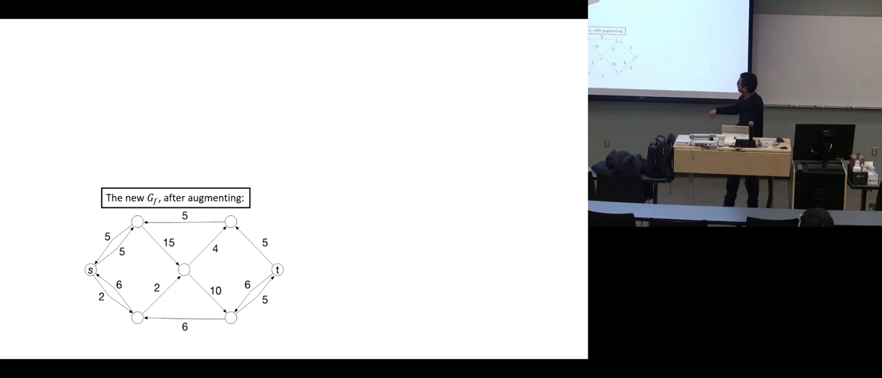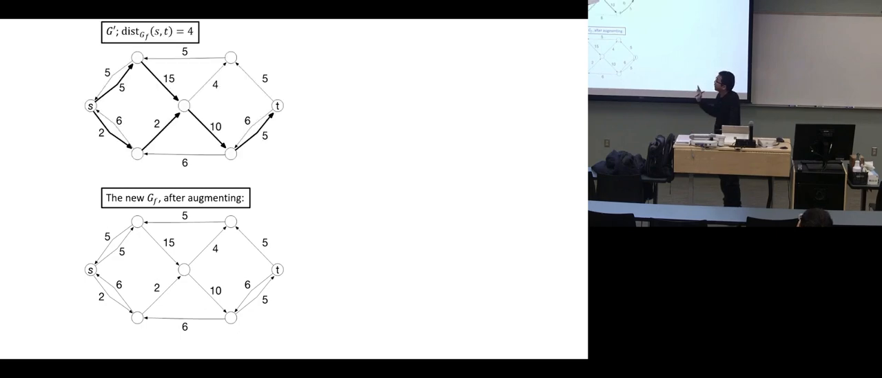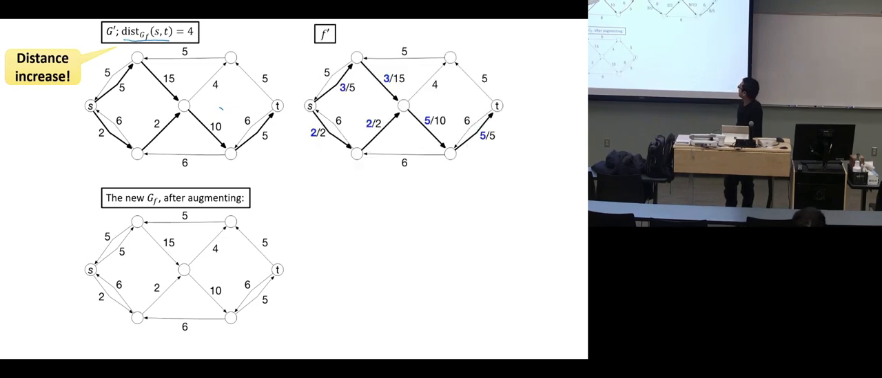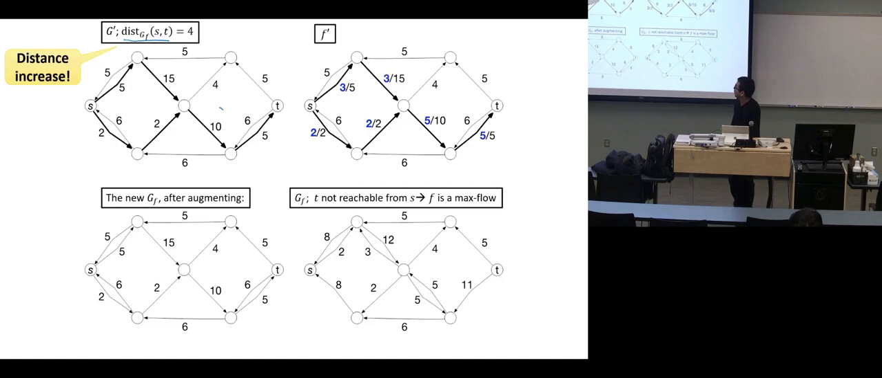And then look at this G_f, and then look at G prime, where you see the distance from S to T actually increased from 3 to 4. And you look at only the edges in the shortest path, these are the bold edges. Then find a blocking flow on the bold edges. Augment it.